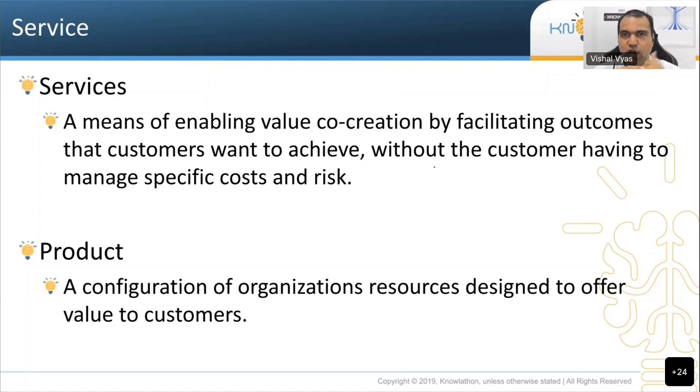Okay. So I should deliver laundry service. I should help you look presentable, neat and clean. But there is a 50% chance I'll lose your clothes. Will you be happy? No. So the risk should be reduced. I should owe the risk of spoiling your clothes and so on.